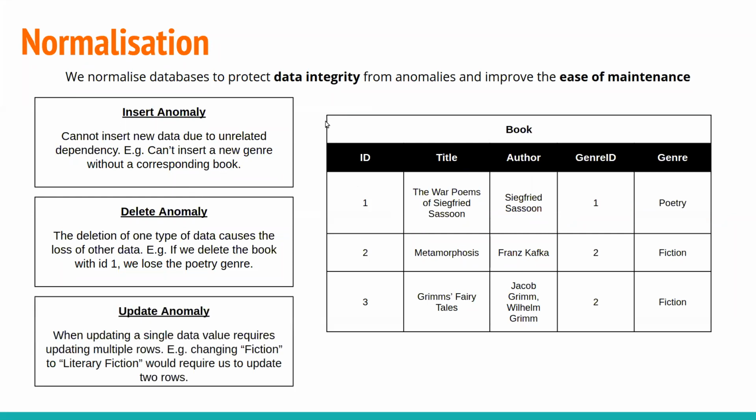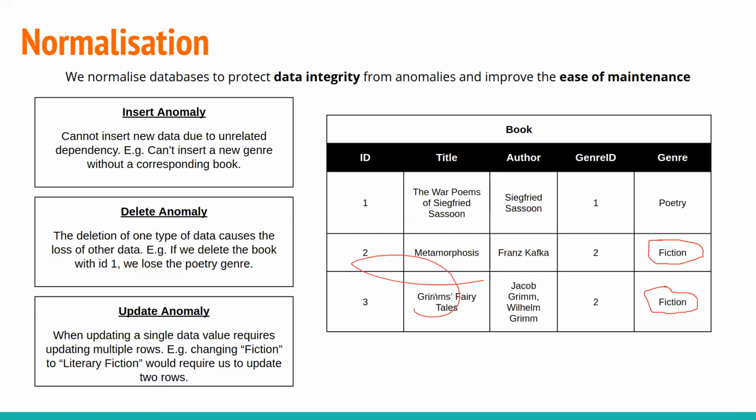And the last kind of anomaly that we can run into is called an update anomaly. This one's more to do with efficiency. So for example, let's say I said, all right, guys, I want to replace fiction with literary fiction. Like the fiction genre, that's a little bit too vague. We want to call it literary fiction. So if I want to update the fiction genre to literary fiction, I have to update this part of the table, this item. I also have to update this item. In order to update one piece of information, I need to update 2 rows of the table.